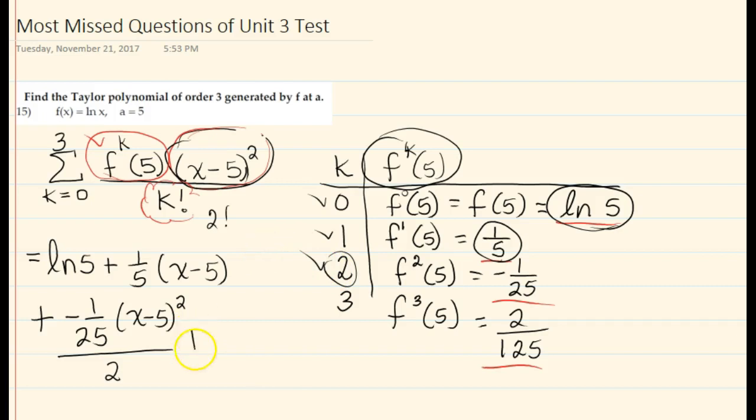Then the last one is when k is equal to 3. I'm going to get my value of 2 over 125. I'm going to get my binomial to the third power, so I'm going to have x minus 5 to the third power. At the bottom, k is 3, so I'm going to have 3 factorial, which is equal to 6. So I'm going to go ahead and put that as 6. Now we need to just simplify each of our terms and we'll be done.